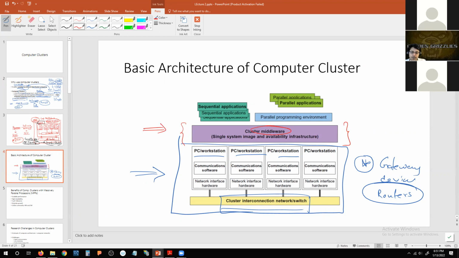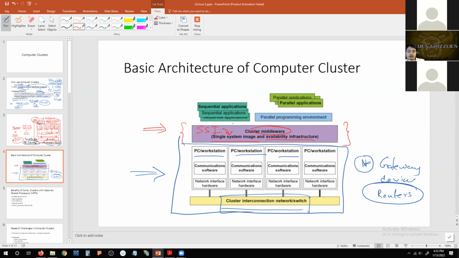Okay, and the middleware is what is responsible for implementing the different techniques that will allow what is known as an SSI, that is a single system image. Okay, in short, this is known as SSI. And then it will also work towards improving the availability of this infrastructure. That is to make sure that this infrastructure is accessible by end users, even in the presence of different faults, even in the presence of different failures.